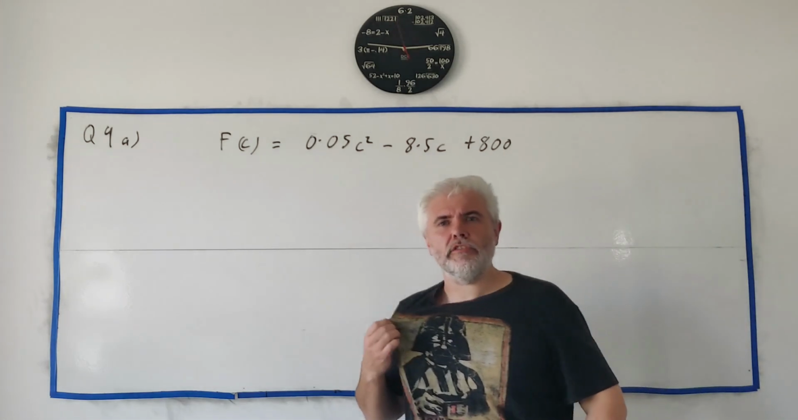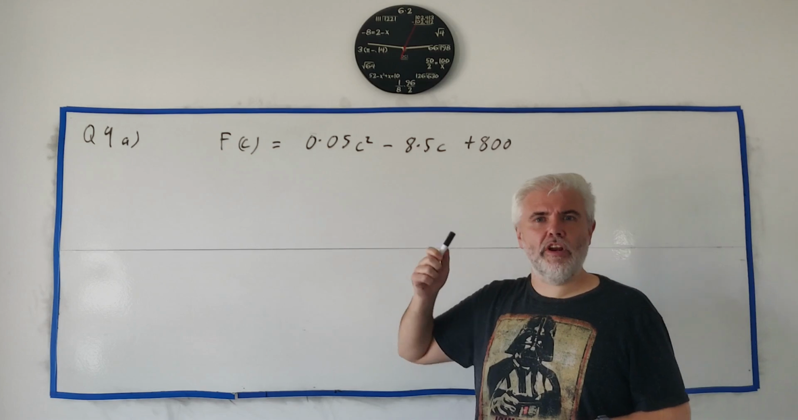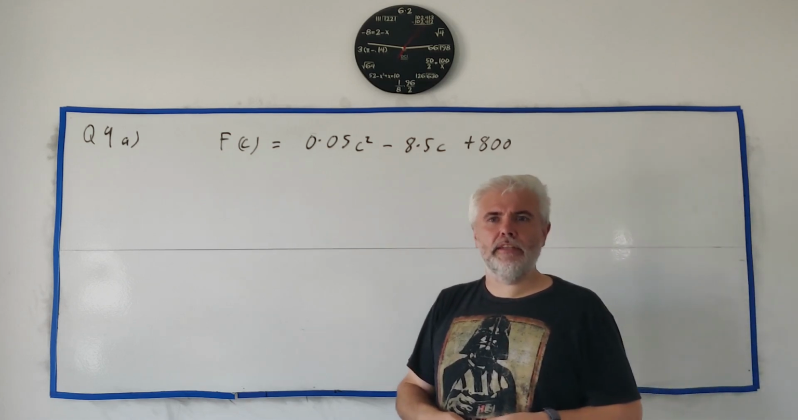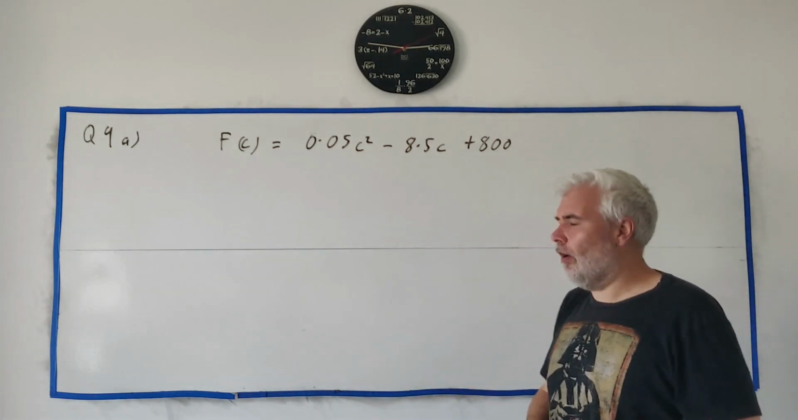Part 1 asks us to show that there's no difference between the consumption if the car is travelling at 60 and if it's travelling at 110 kilometers per hour.